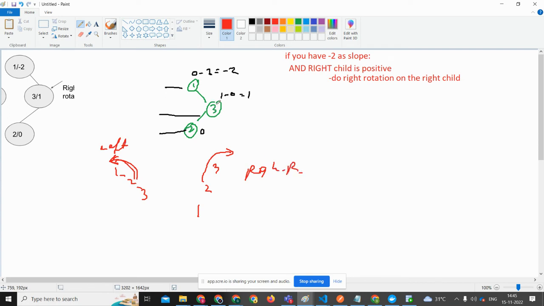Now they're asking you to do a right rotation on the child. If you do a right rotation on the child, what will happen? So 2 will go up and 3 will come down. So it will be like 1, 2, and 3. No, no, wait a second. Does 3 change from 1 or 2? From 2.